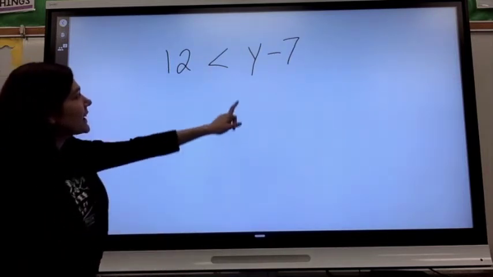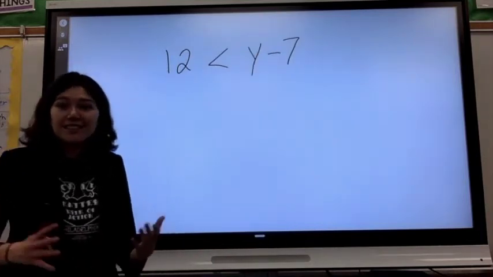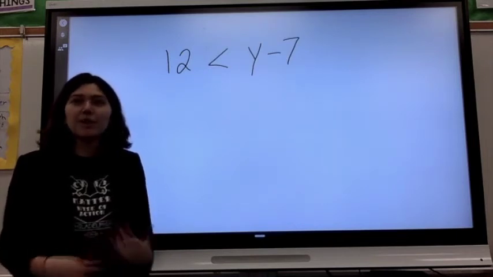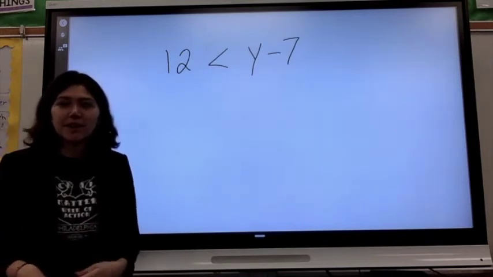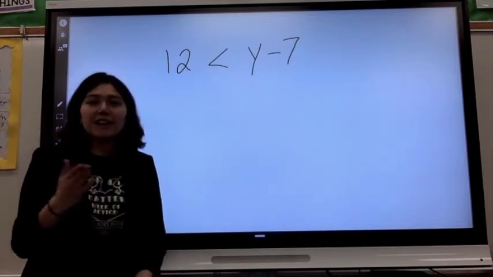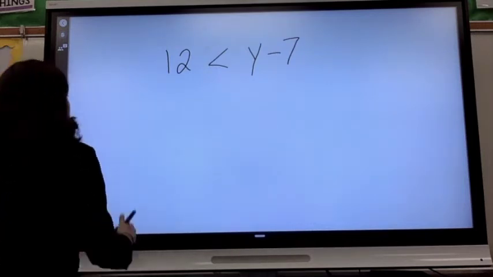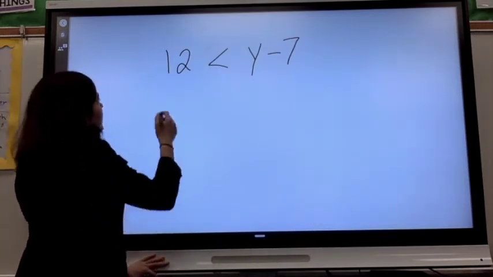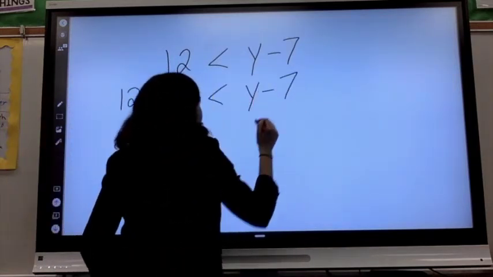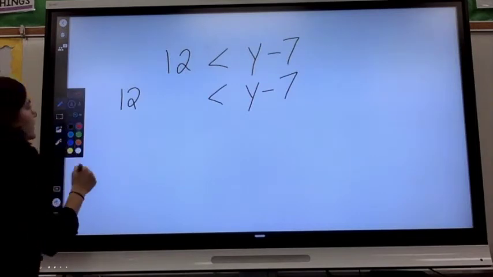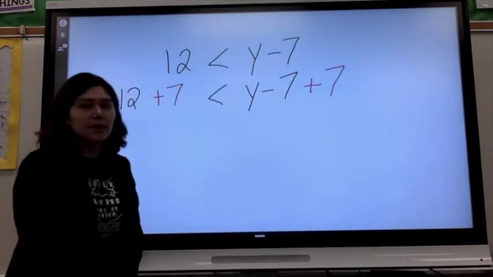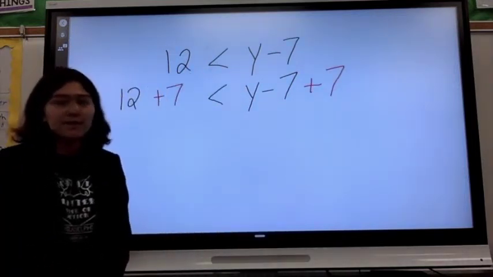So here I have y minus 7. And just like if we were solving an equation, I'm going to ask myself, okay, I want to get y by itself, so I want to undo whatever's currently happening to the y. How do I undo subtracting 7? I add 7. So that's what I'm going to do to both sides of the inequality. I'll start like I normally do with rewriting what I have: 12 is less than y minus 7. And then I'm going to add 7 to both sides of my inequality, again, to undo the subtracting 7.